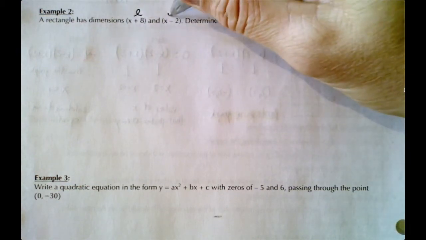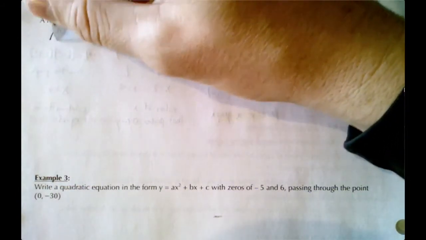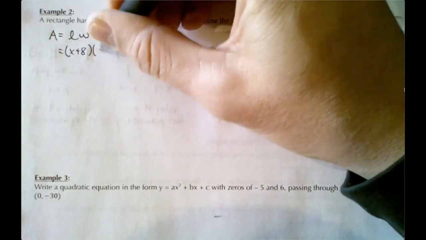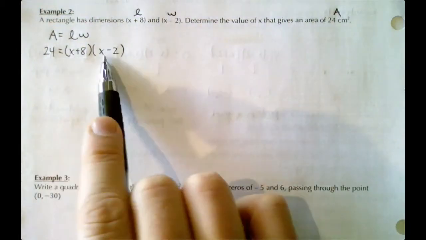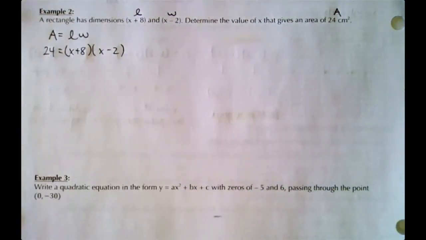The dimensions of a rectangle are length and width, so we can assign the first one length and the second one width, or vice versa. And this is our area. If we remember, the equation for area of a rectangle is just length times width. So provided what we're given, length is x plus 8, and width is x minus 2, and it says our area is 24. So we need to solve what values of x satisfy this equation. What x's could we put into these brackets that would give us 24?